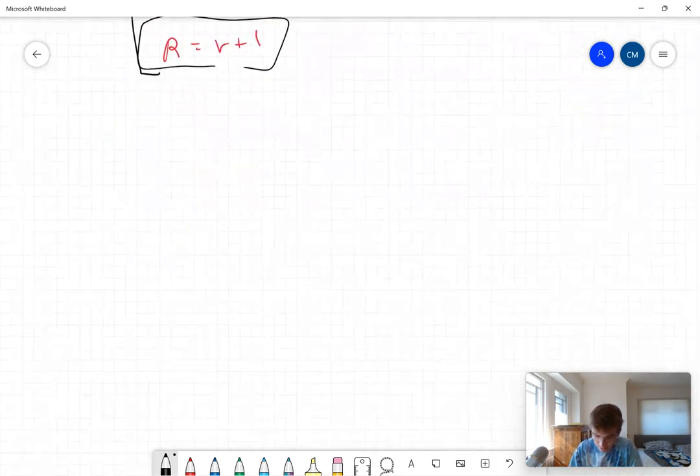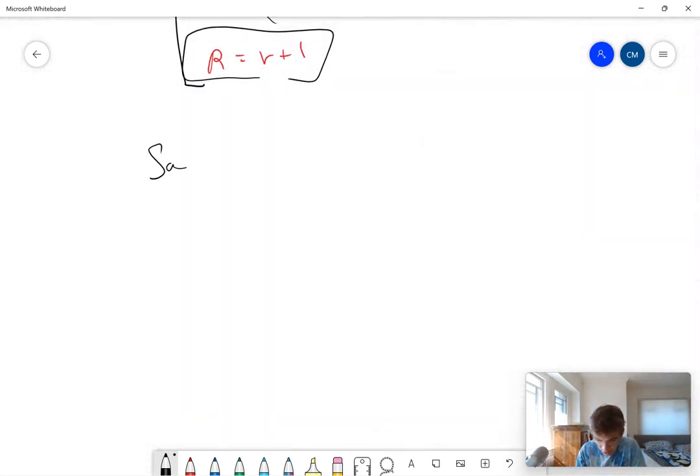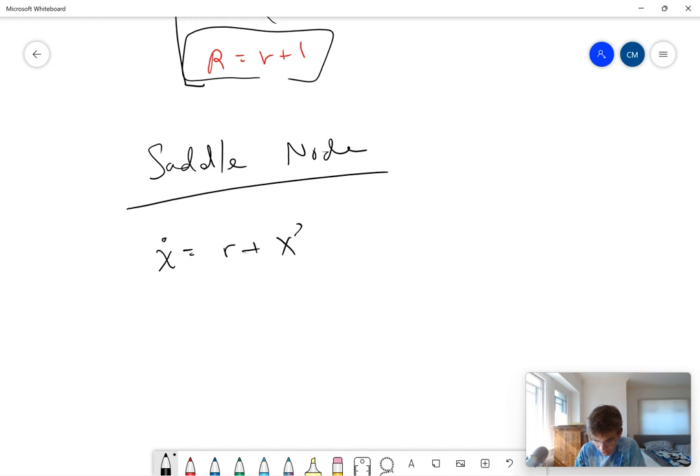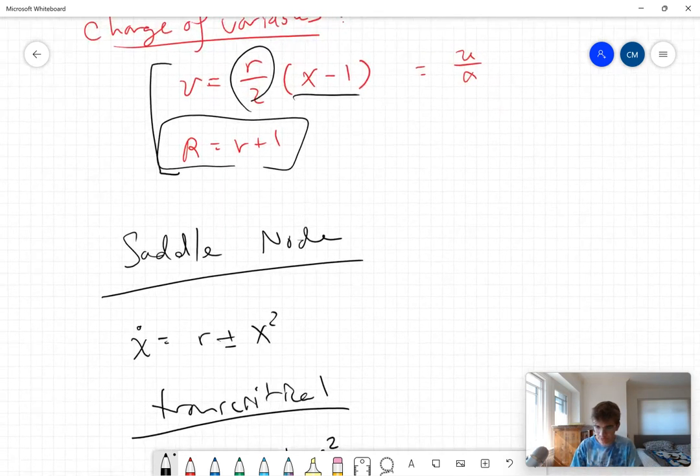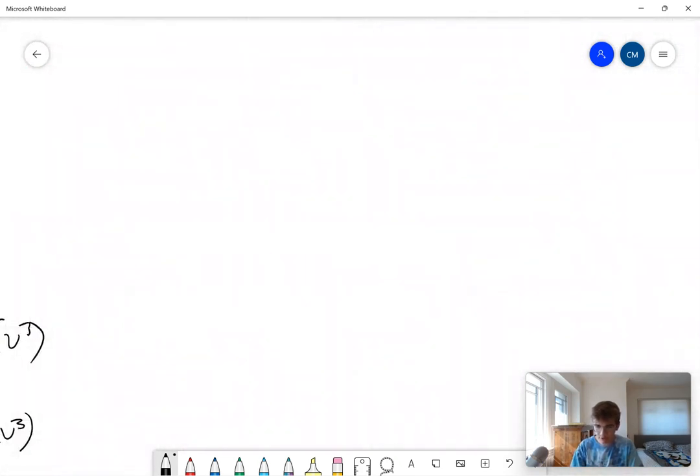So just to recap here, the saddle node bifurcation has a normal form x dot is equal to r plus or minus x squared. And then the transcritical has a normal form x dot is equal to rx plus or minus x squared. Okay, and then there's one more type of bifurcation that I want to talk about, which is pitchfork bifurcations. But right before we go into pitchfork bifurcations, let me tell you a little bit about bifurcation diagrams.